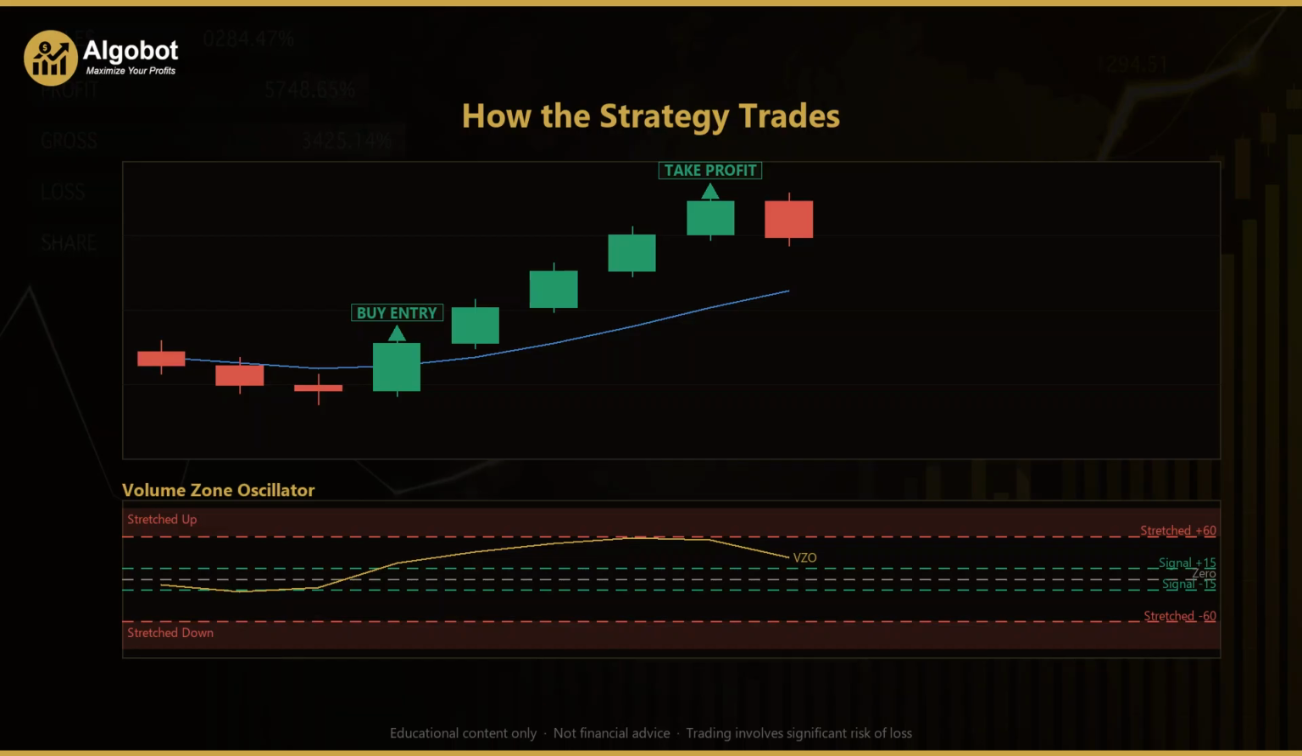Fresh buying volume has taken control inside a rising regime, and because the reading is still well below the stretched level of 60, the move isn't overextended. This is where the buy entry marker appears. The instant that long is opened, the risk frame is set. The stop sits below the recent swing low, a distance of 2 times the average true range beneath the entry, and the take profit sits 3 times the average true range above it.